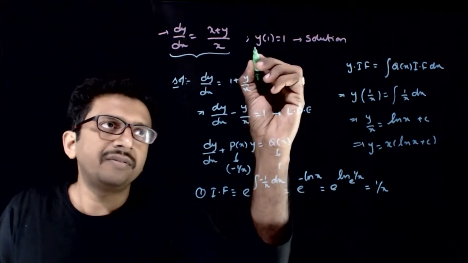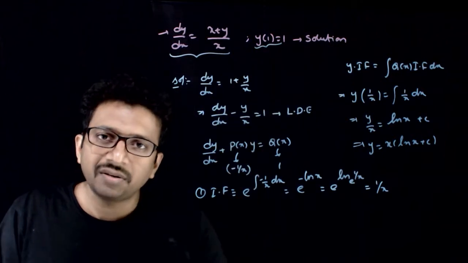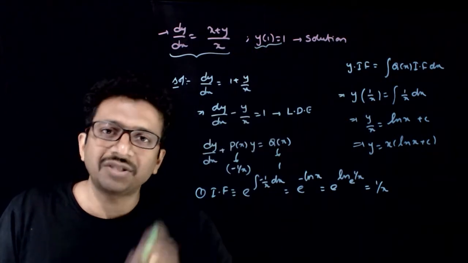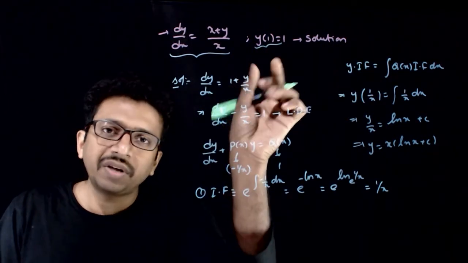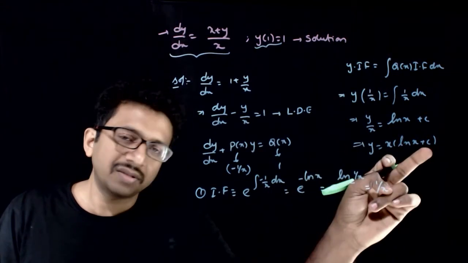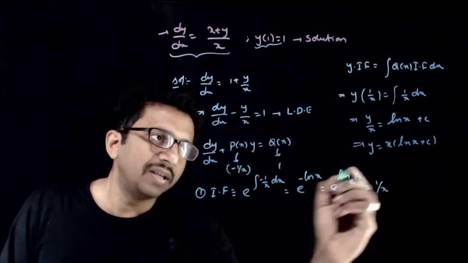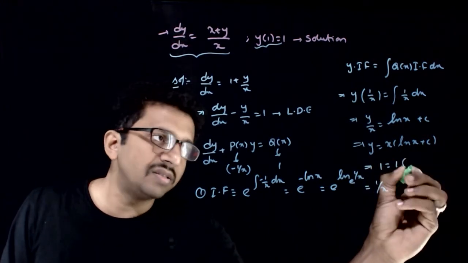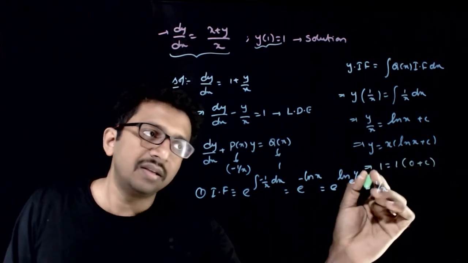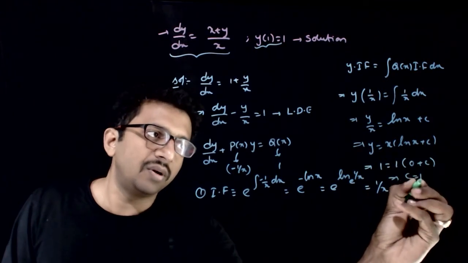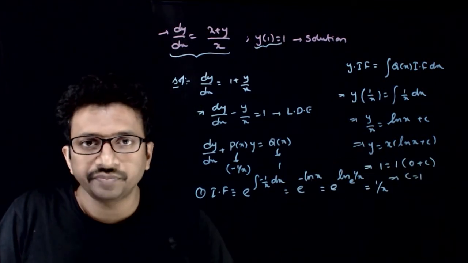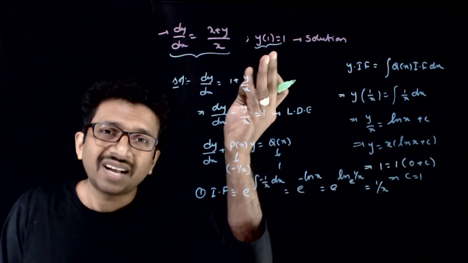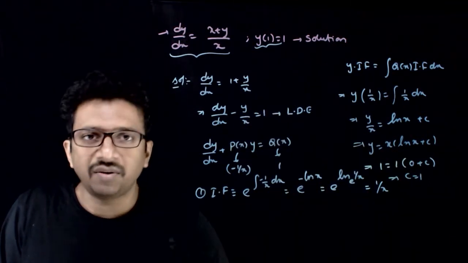For now, in this question you're also given a condition: when x = 1, y has to be equal to 1. From this condition we can get the particular value of c. This implies 1 = 1 times (ln 1, which is 0, plus c). So if you compare this, c is equal to 1. For this condition to be satisfied, c has to be equal to 1.